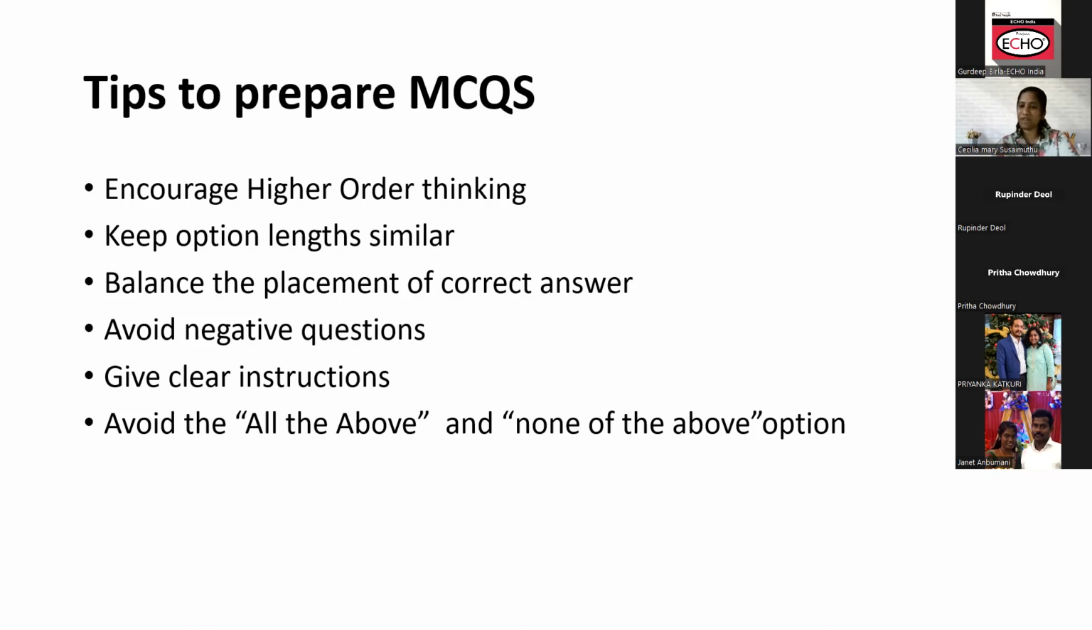Balance the placement of the correct answer. For example, when we have options A, B, C, D, E, we should make sure that all the B's are not correct or all the C's are not correct, or that we are not following a pattern of A, B, C, D, and then again D, A, B, C. That gives a lead for the students and they will do hinky pinky ponky. So it's better to balance the placement of the correct answer while preparing an MCQ.